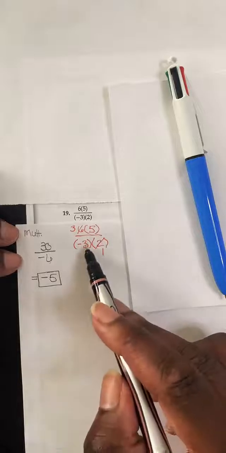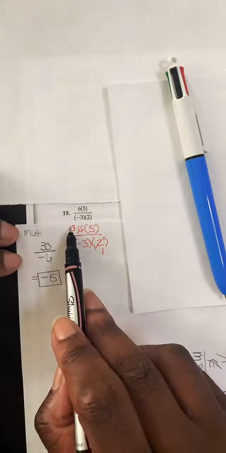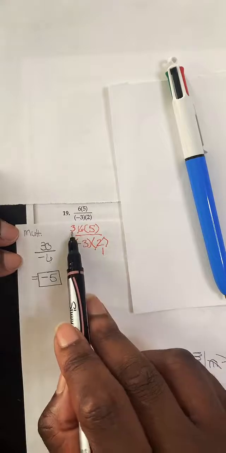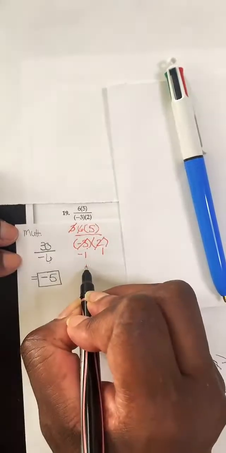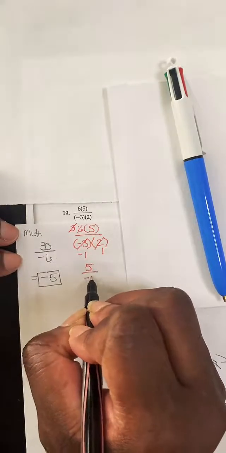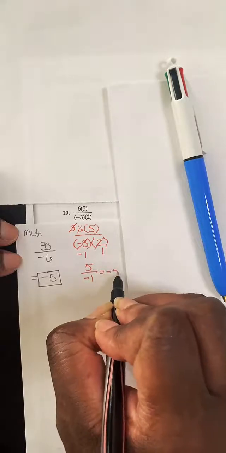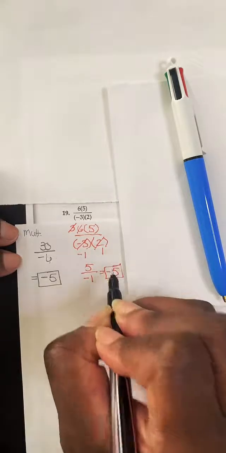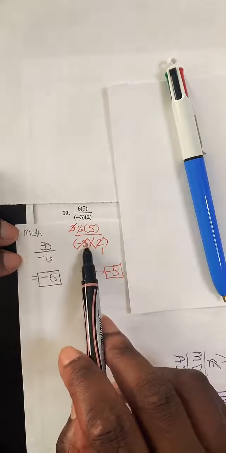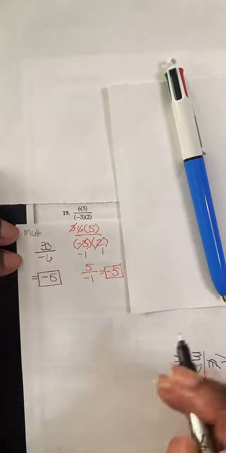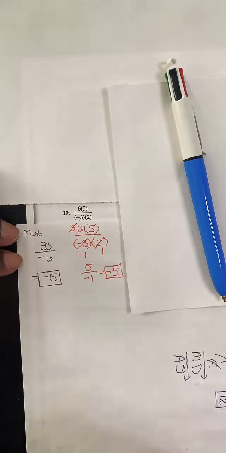So now I don't have anything else except for right here. I could simplify this as well. 3 divided by -3 gives me a -1. So now what I have left is 5 over -1, which gives me simply -5. If you wanted to make that -3 times 2 into a -6 and then cancel out the 6's, you could do that as well. Isn't that nice? Because in math, you can get the same answer in different ways.